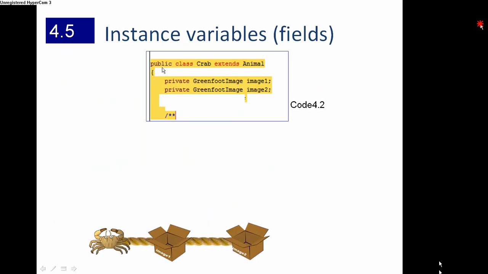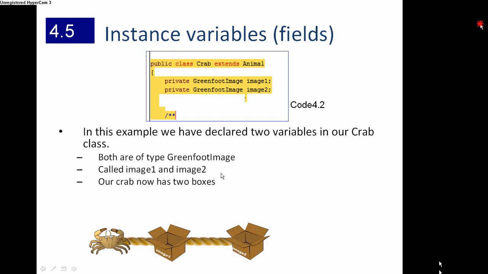Here's what it's going to look like. Public class Crab extends Animal. So we're right here at the top, and then you're going to say private Greenfoot image image1, private Greenfoot image image2. In this example, we've declared two variables in our crab class. The only thing that can go into the boxes is a Greenfoot image, and their names are image1 and image2. So if we're talking to them, we need to call them by their name. And our crab now has two boxes. All right, question: what's the only thing that can go into these boxes?